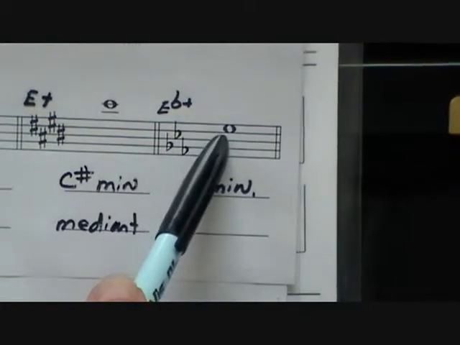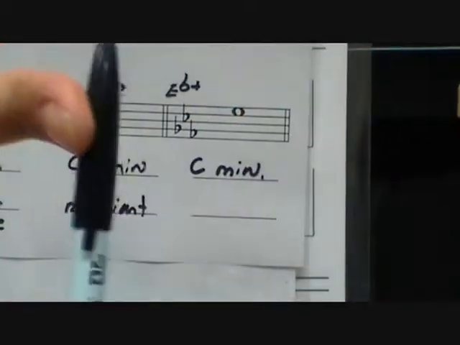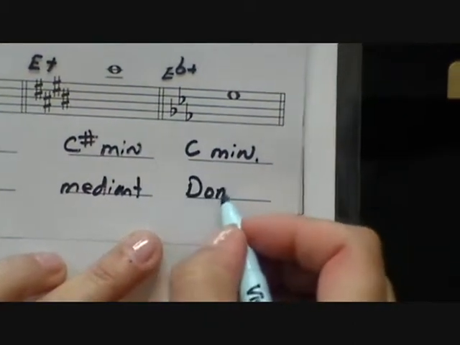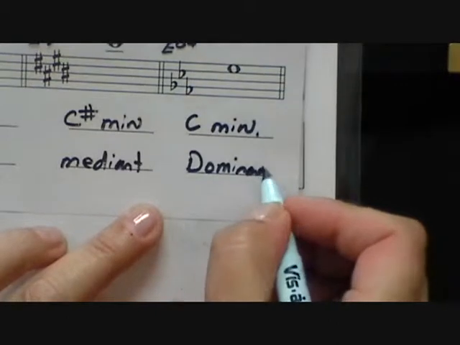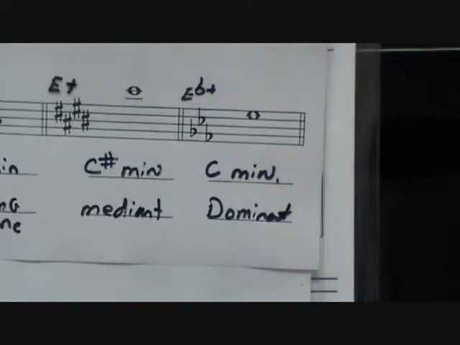Take a look at the note. That's a G. C, D, E, F, G. It's the 5th note. Who's the 5th note? The dominant. And that's all you do for that question. The next one we'll be talking about the scales.